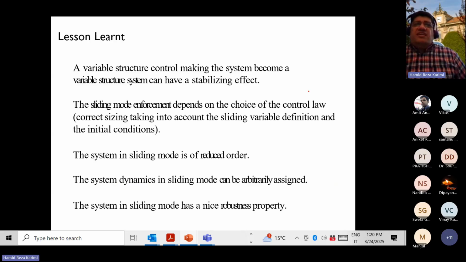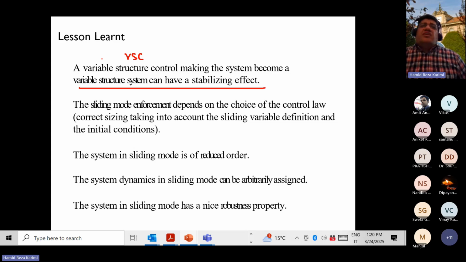Okay, so what can we learn? One is about the VSS, the variable structure control VSC and VSS. Making the system a variable structure system can have a stabilizing effect. It means that such a switch, such a variation in the structure, can stabilize the system.